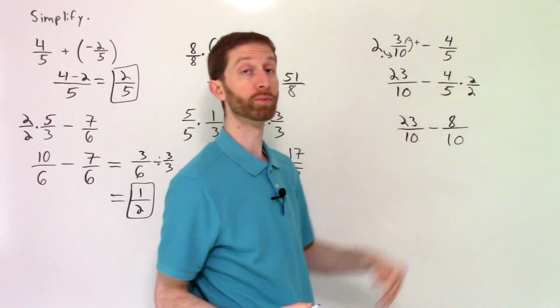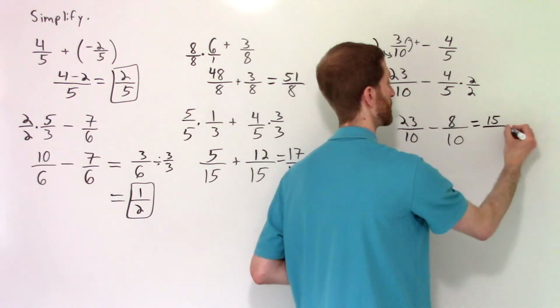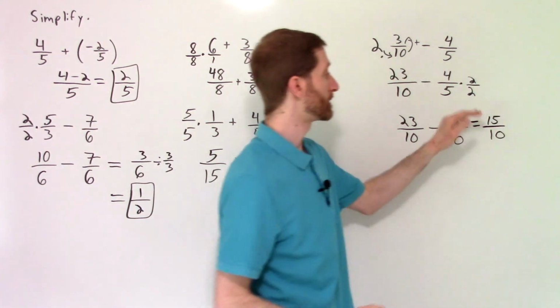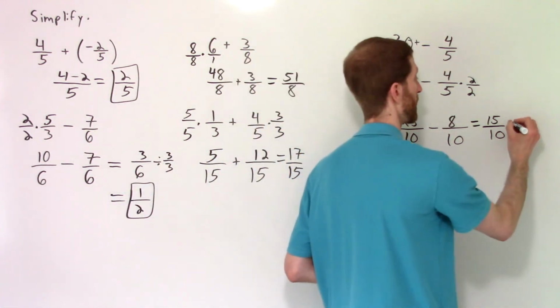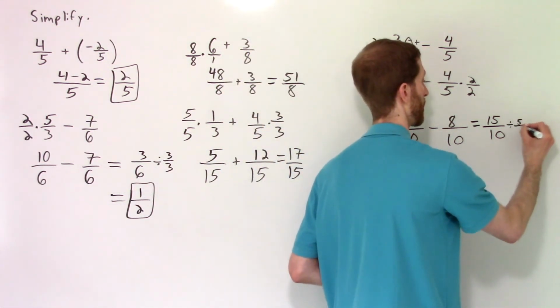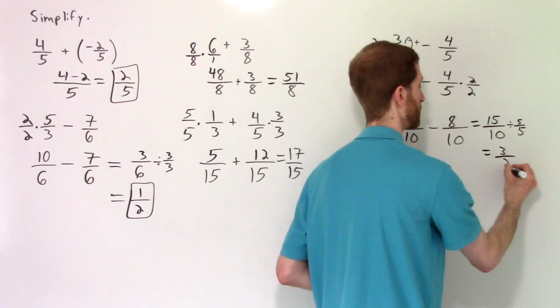Now, subtract the numerators. 23 minus 8 is equal to 15 tenths, which, by the way, 10 and 15 share a common factor, a greatest one, of 5. So I'm going to divide top and bottom by 5 over 5. 15 divided by 5 is 3, and 10 divided by 5 is 2.